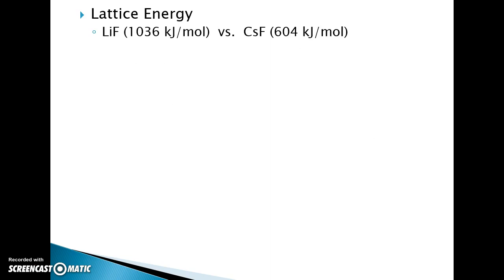Okay, so take a minute, pause, see if you can explain why lithium fluoride has a larger lattice energy than cesium fluoride, and pause and we'll go over the response.